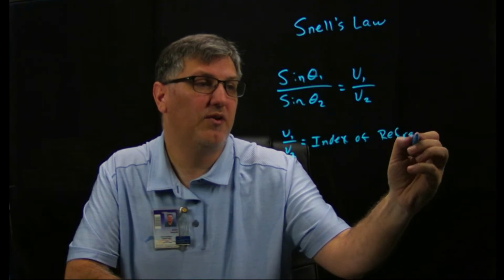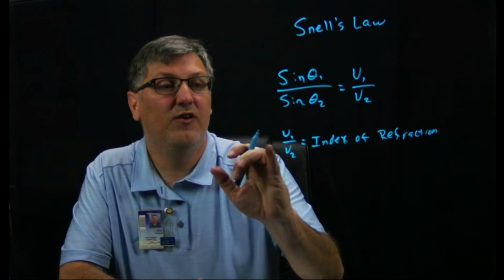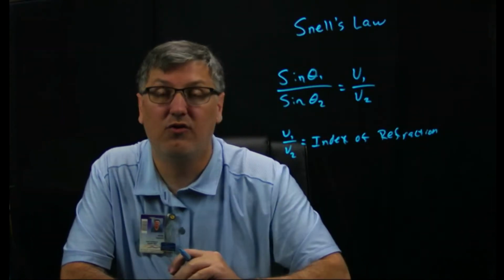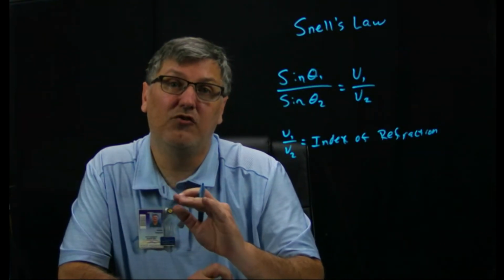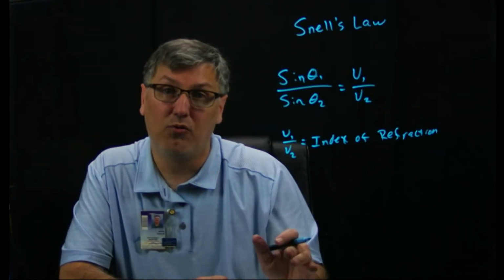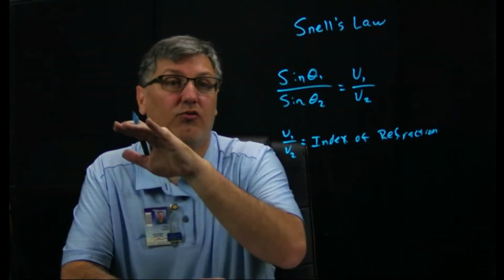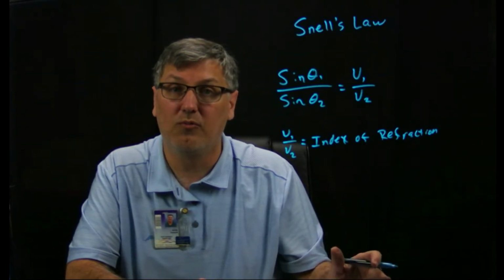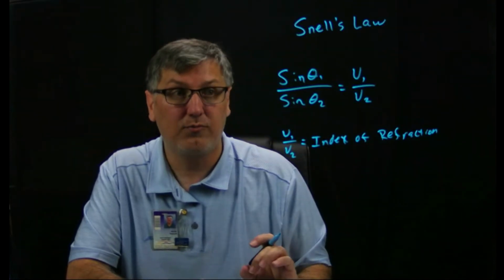Different mediums have different index of refraction. These v's are the velocities, so it's going to be unitless because the units cancel on your velocities. Light travels at a different speed through air than it travels through water. So you have a difference in velocities as light goes through water, and then as that light enters the air and enters the water, it's going to slow down and go to a different velocity. And that's what this actually is.